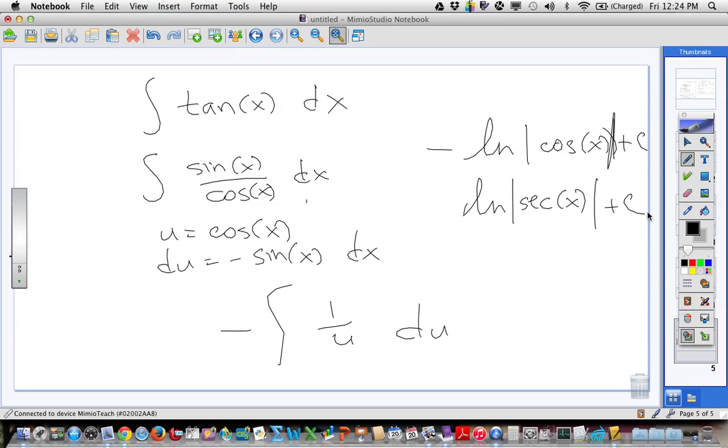And then, of course, the other one that would go with that would be cotangent. Make it cosine over sine, let u be the bottom, let u be sine. The du would be cosine, there'd be no negative, and so it would just be ln of sine. So for cotangent, the antiderivative is ln of sine. Again, not a big deal, not worth memorizing. Maybe it is, maybe it's not. It's up to you individually, but you want to be able to do that.